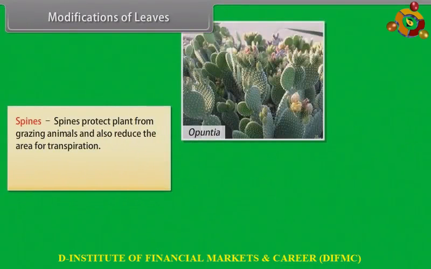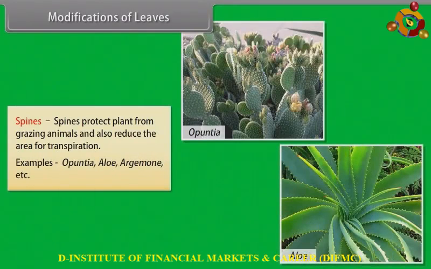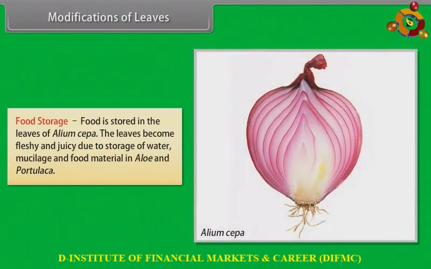Spines. Spines protect plant from grazing animals and also reduce the area of transpiration. Examples: Opuntia, aloe, Argemone, etc. Food storage. Food is stored in the leaves of Allium cepa. The leaves become fleshy and juicy due to storage of water, mucilage, and food material in aloe and portulaca.